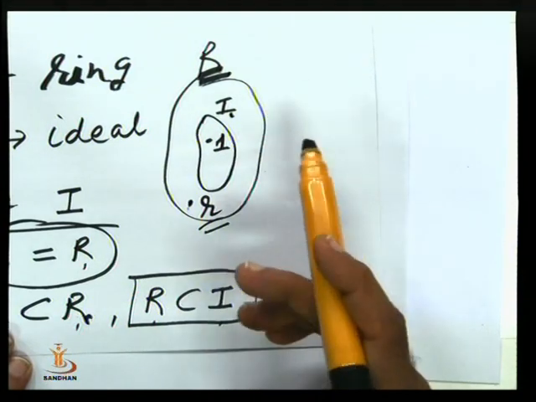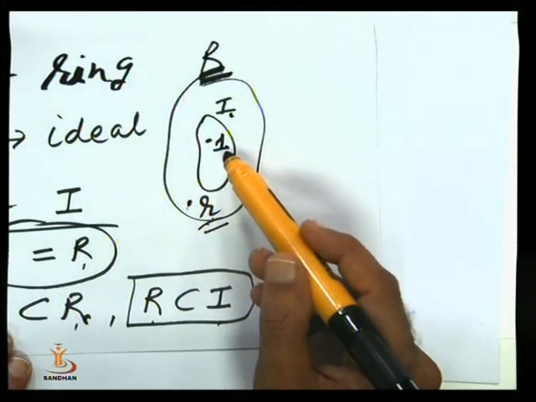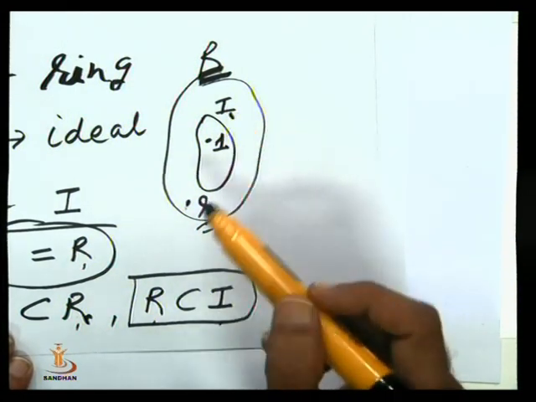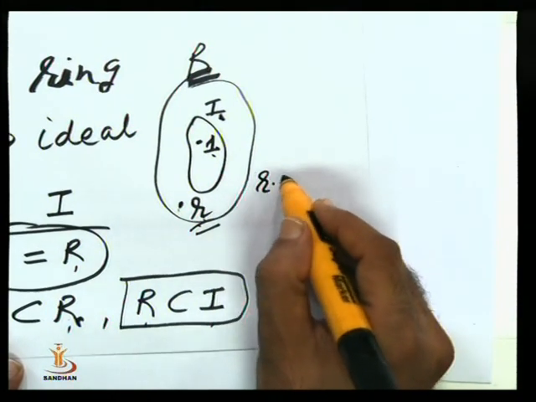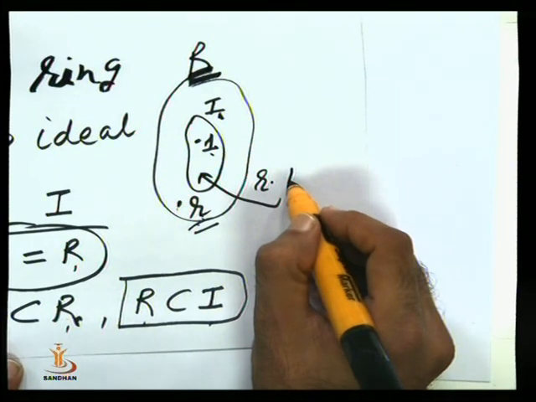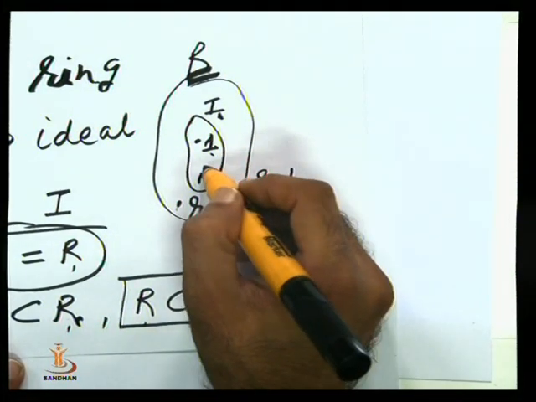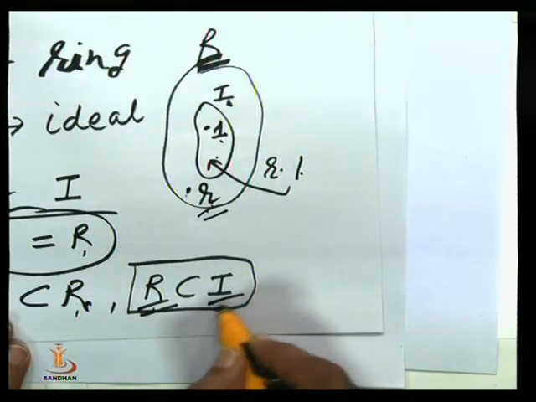Now by the definition of an ideal, whenever there is an external element and an internal element, the multiplication of the two must be inside I. So R multiplied by 1 must be in I, and R multiplied by 1 is R. That means R must be in I. So whenever we take an element of R, it turns out to be a member of I as well.